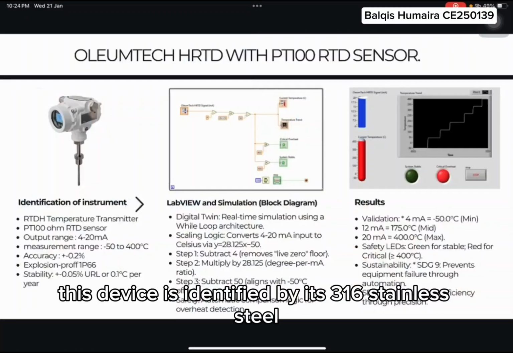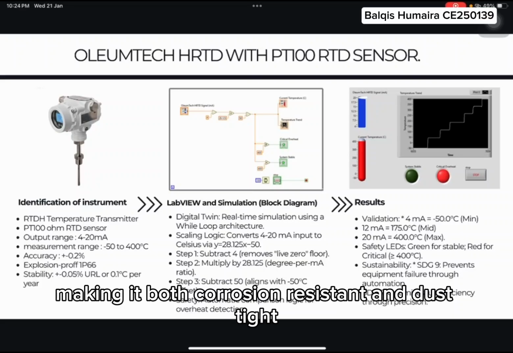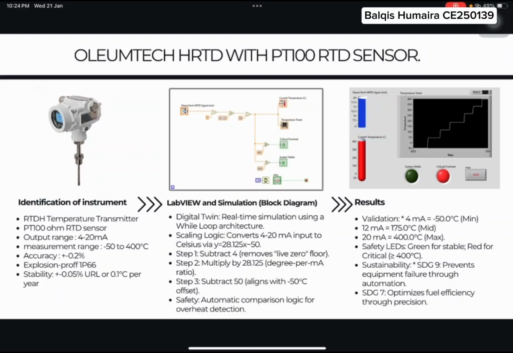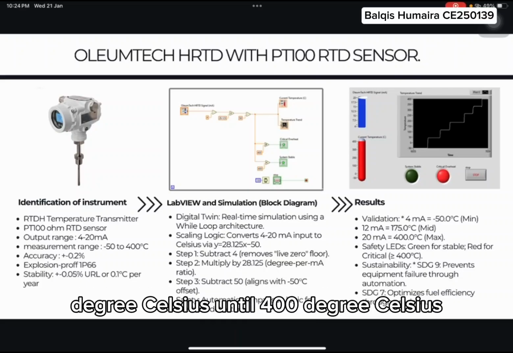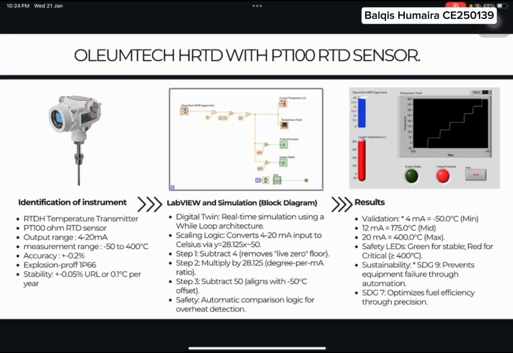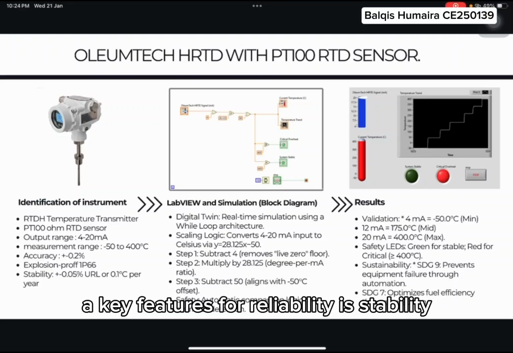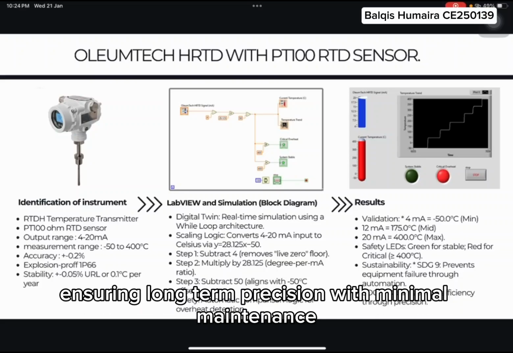Technically, this device is identified by its 316 stainless steel construction and IP66 rating, making it both corrosion resistant and dust tight. It covers a wide measurement range from negative 50 degrees Celsius to 400 degrees Celsius with an impressive accuracy of plus minus 0.2%. A key feature is stability, which is rated at 0.1 degrees Celsius per year, ensuring long-term precision with minimal maintenance.